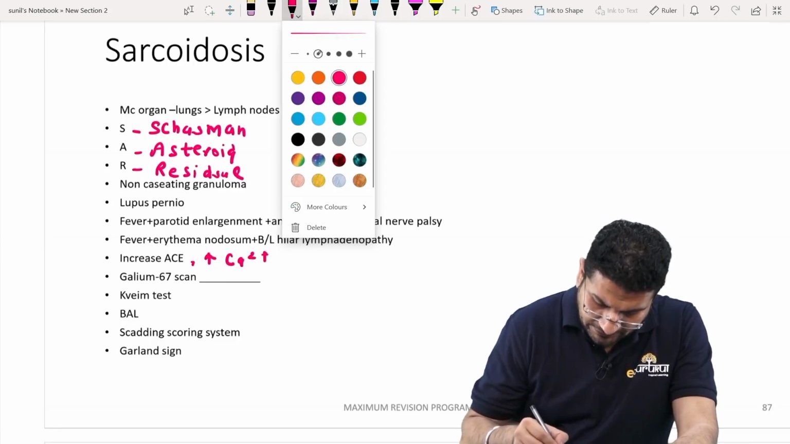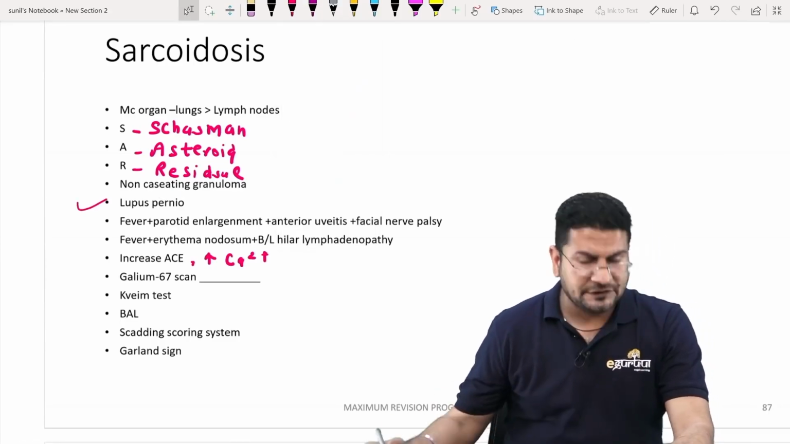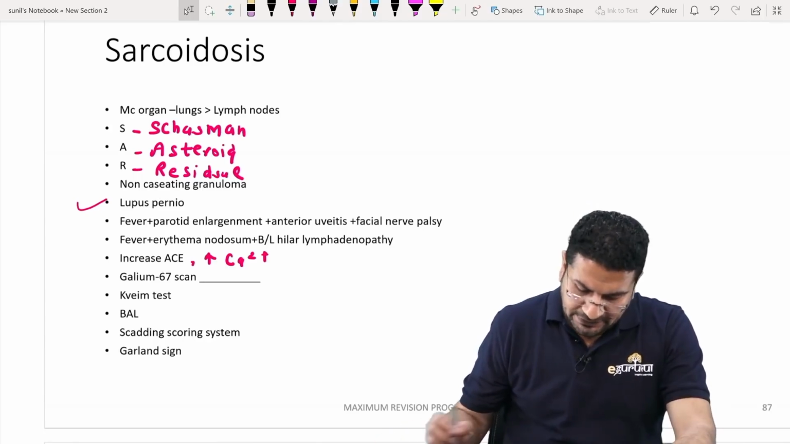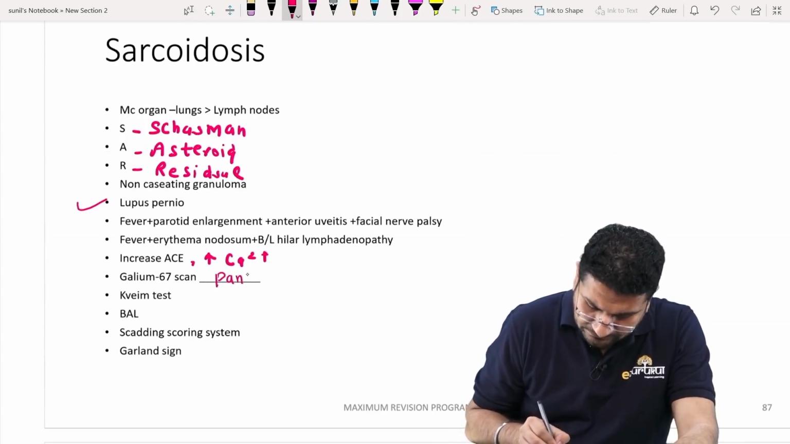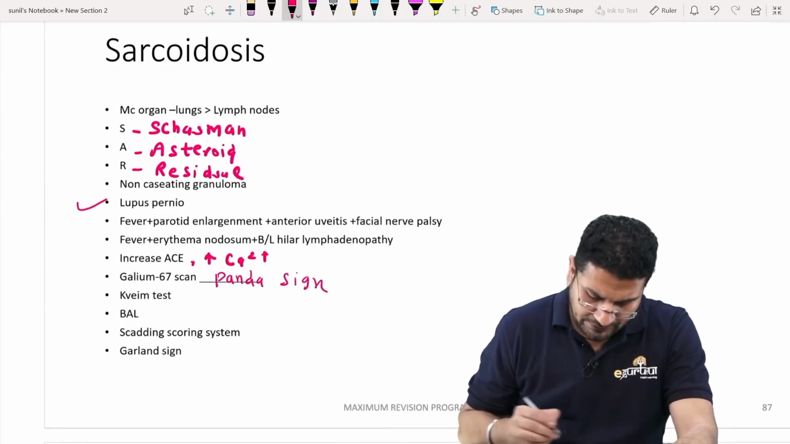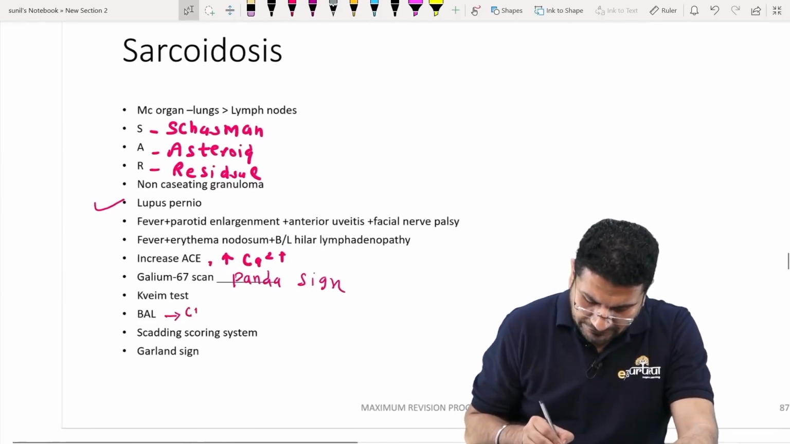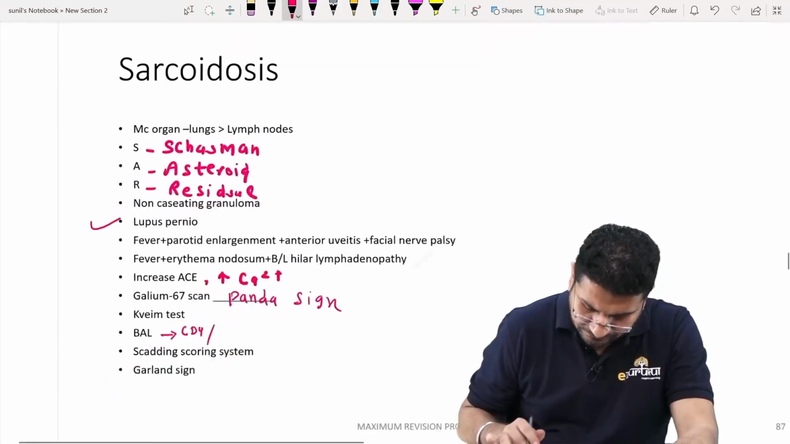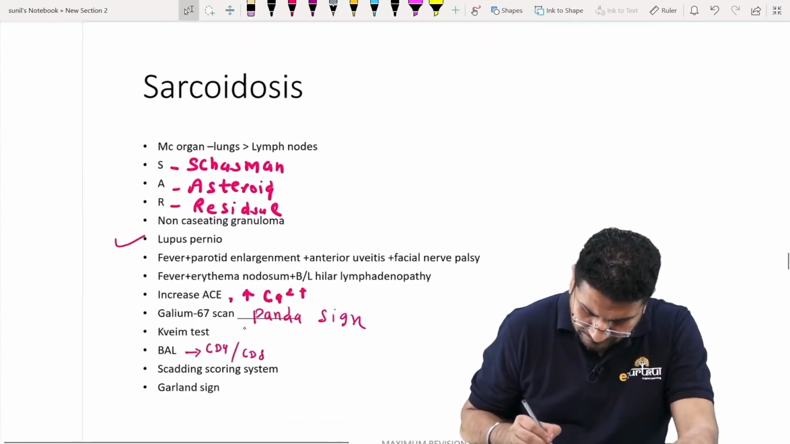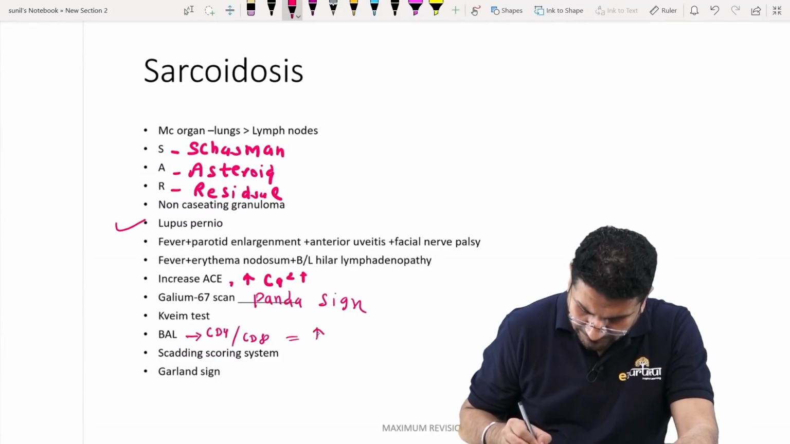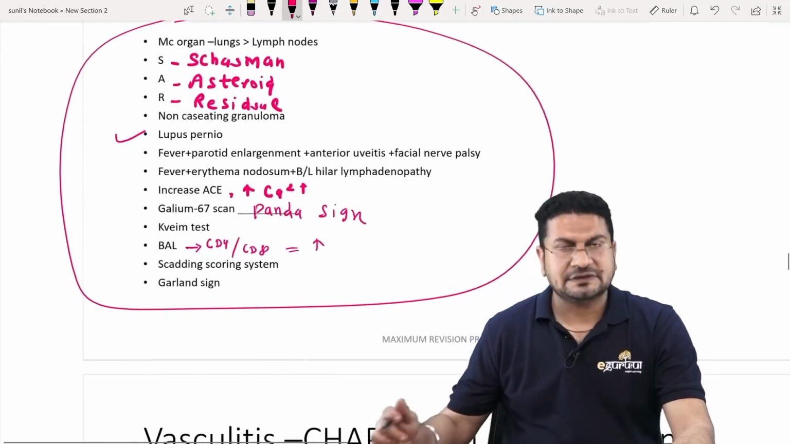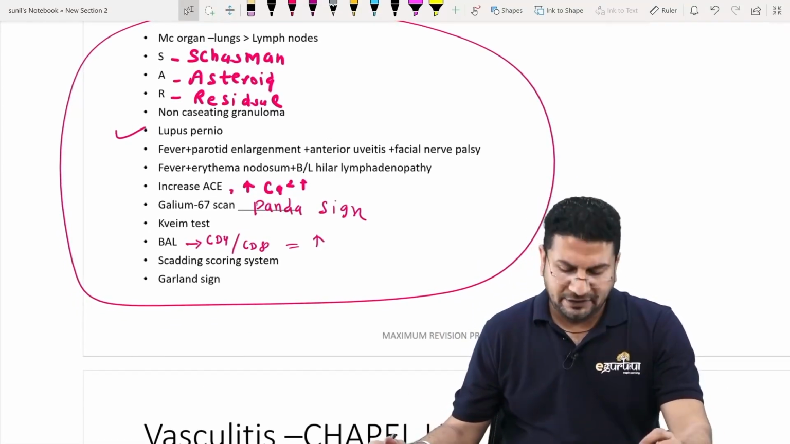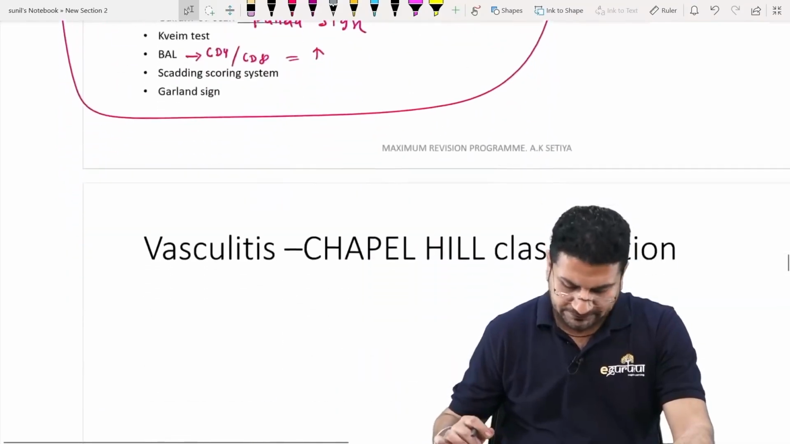If I say the patient will have skin rash, the skin rash is called lupus pernio. There will be a gallium scan. In this gallium scan we will see panda sign. Kveim test is no longer used. In bronchoalveolar lavage you will see CD4 to CD8 ratio increased, like 4:1, 5:1, 6:1. And you can see Garland sign, that will be involvement of hilar and paratracheal lymph nodes. So these are MCQ suggestive of sarcoidosis.